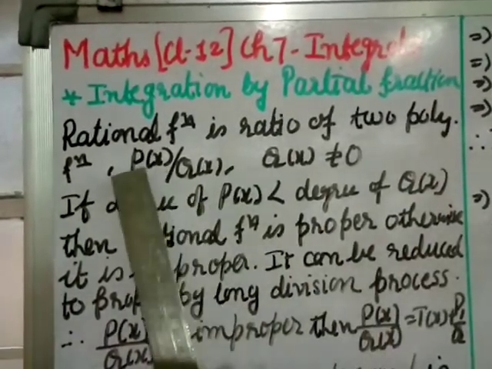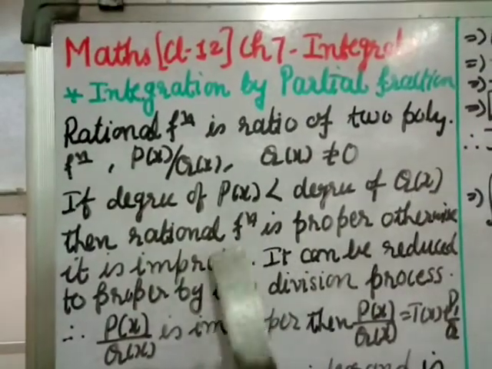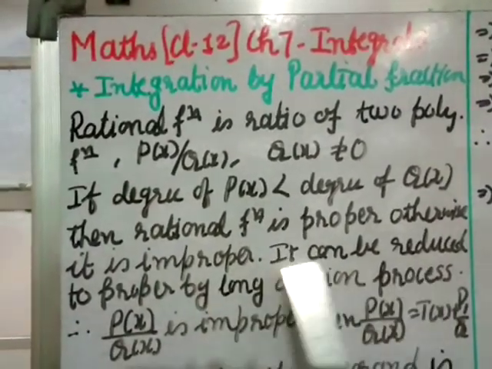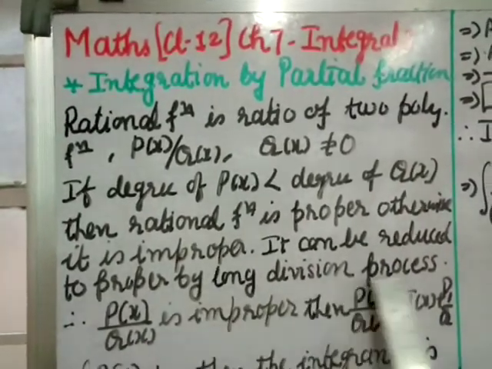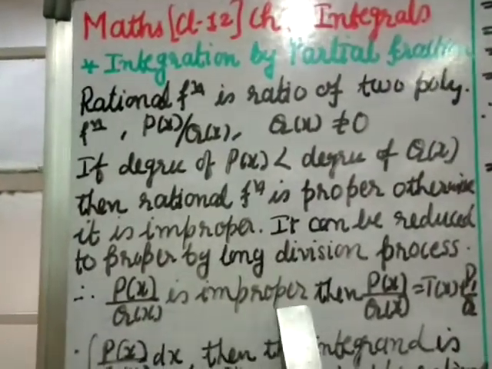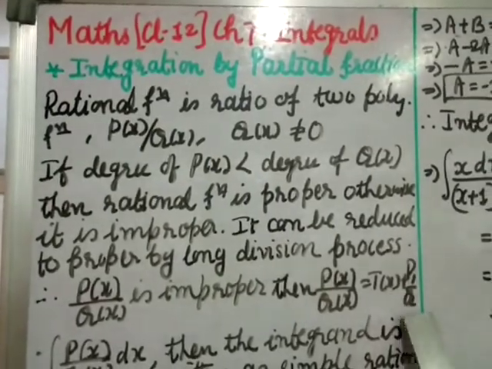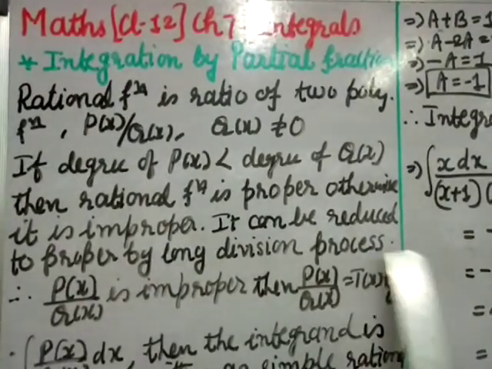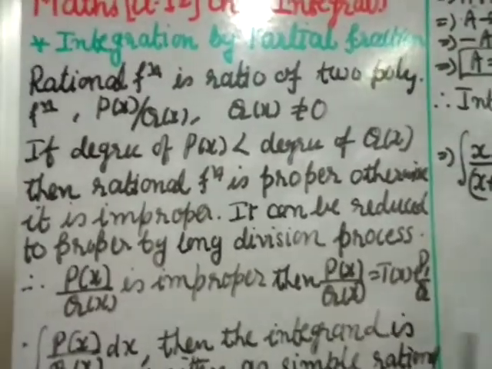But if the degree of p(x) is greater than the degree of the denominator, then we call it an improper function, and this improper function can be reduced to a proper function by the long division process. If p(x) divided by q(x) is an improper function, then p(x) divided by q(x) equals t(x) plus p1(x) divided by q(x). When you divide this, what you get will be a proper function.